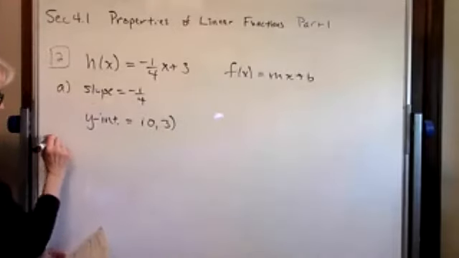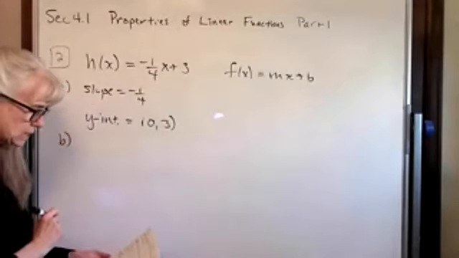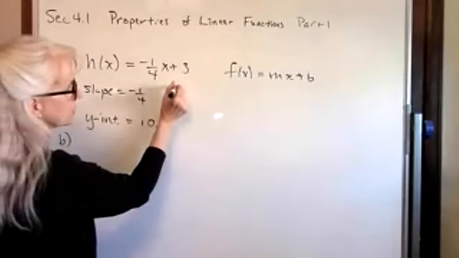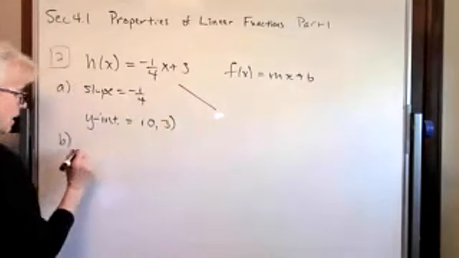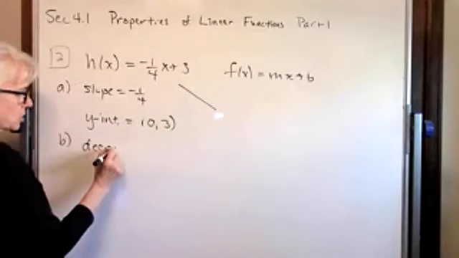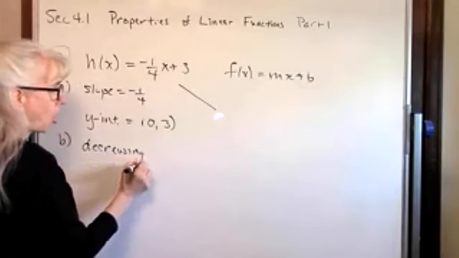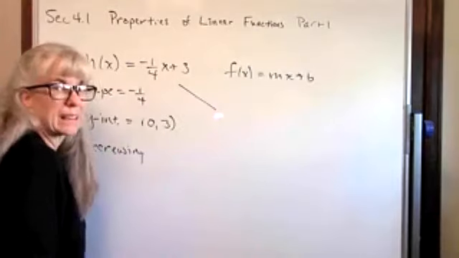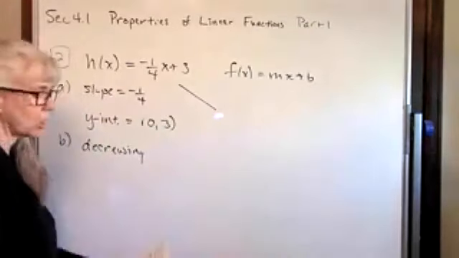Part B says to determine whether or not that function is increasing, decreasing, or constant. Well, this is a negative slope, and we know negative slope goes downhill from left to right. That makes this a decreasing function. And it's decreasing all along its length. So it doesn't then suddenly increase because it wouldn't be a linear function. So it's decreasing along its length.